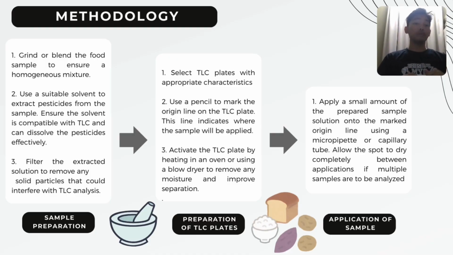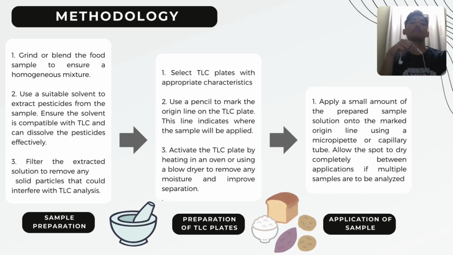Okay, for the methodology, we have 6 steps. First, sample preparation. We have to blend the food sample to ensure a homogeneous mixture with a suitable solvent to extract pesticides from the sample. Ensure the solvent is compatible with TLC and can dissolve the pesticide effectively. And then filter the extracted solution to remove any solid particles that could interfere with TLC analysis.